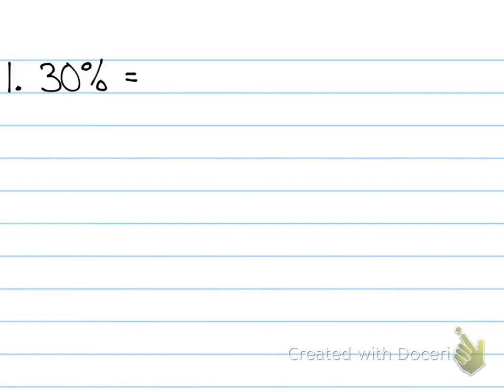So, the first couple of sections on your test, are you listening? They deal with all these conversions between percents and fractions, fractions and percents, decimals and percents. All right, number 1 says write the percent as a fraction. So again, 30 over 100 would reduce to 3 over 10. So that would be my fraction.